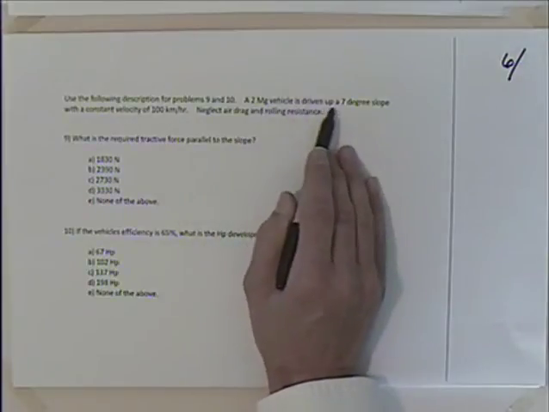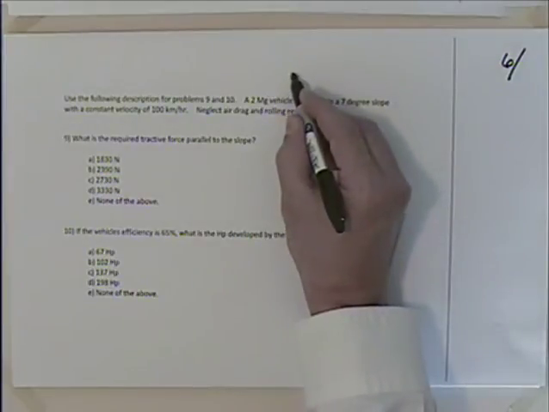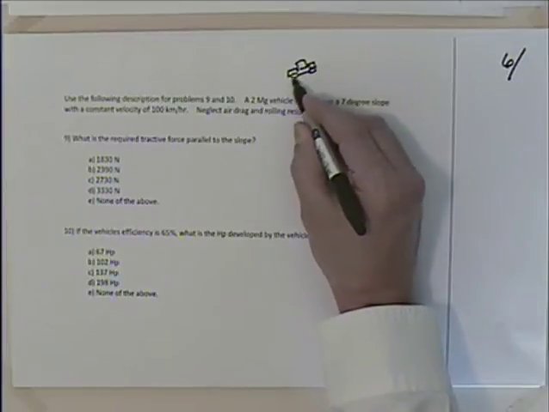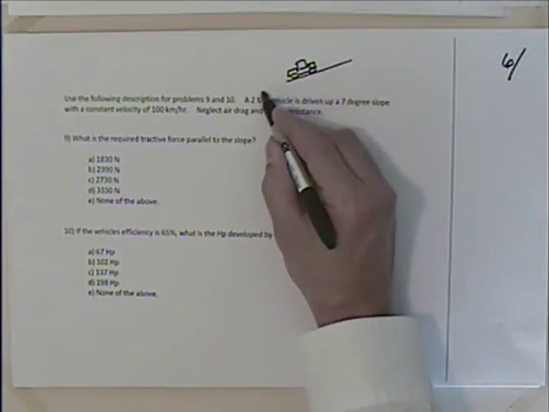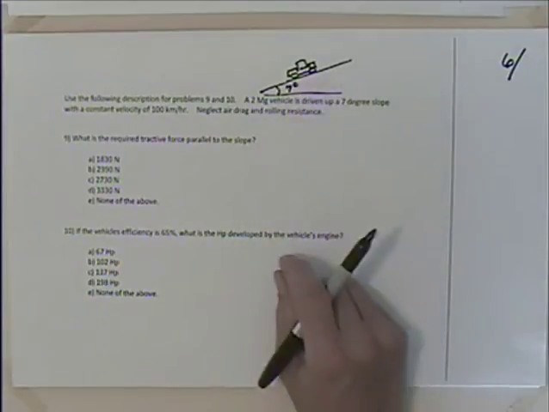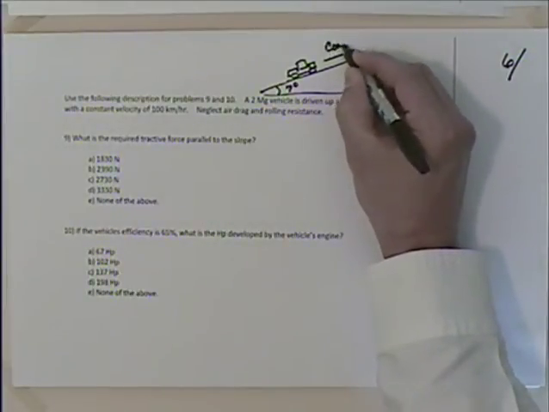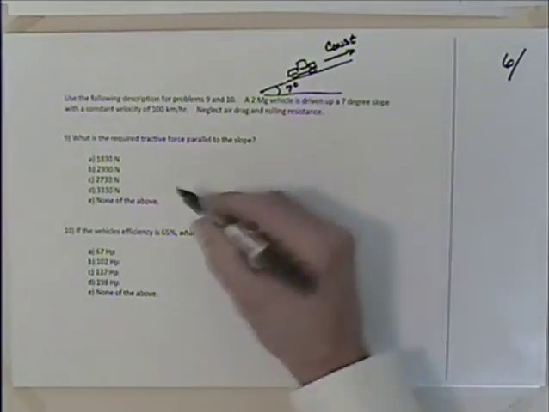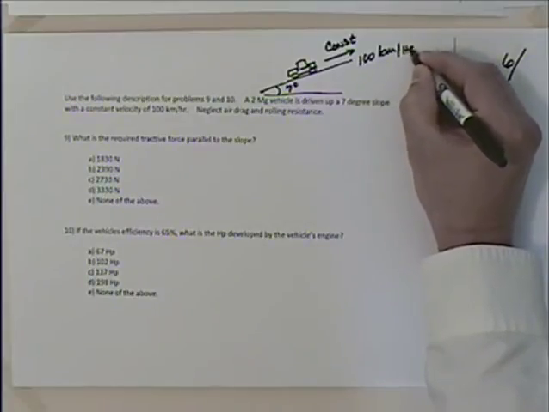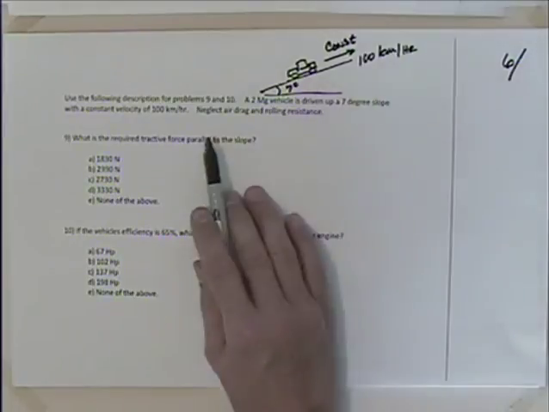A 2 megagram vehicle is driven up a 7-degree slope. Okay, so we've got this vehicle here, and it's being driven up a 7-degree slope with a constant velocity of what, 100 kilometers per hour. So it looks like we're in Canada, eh? So 100 kilometers per hour.